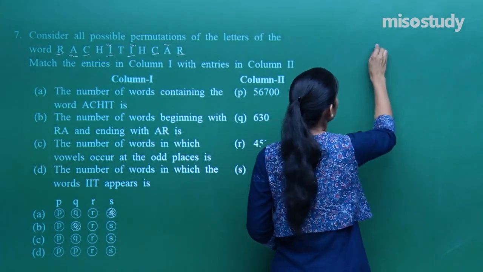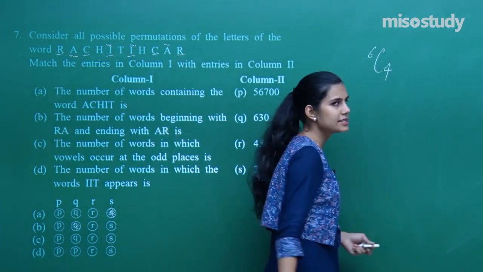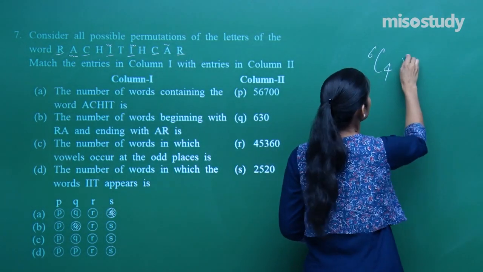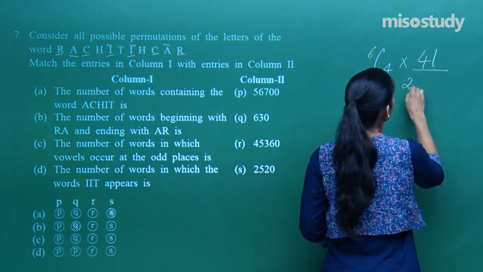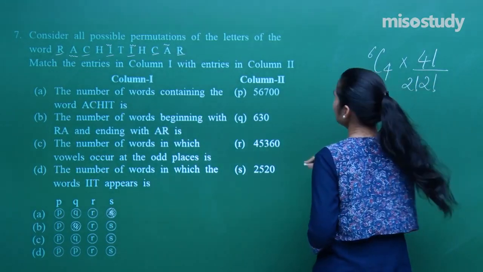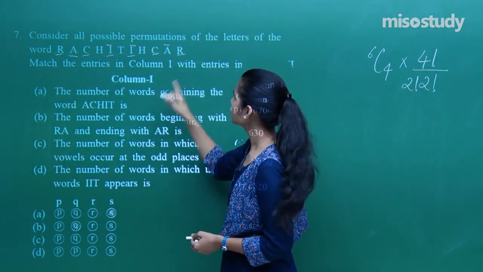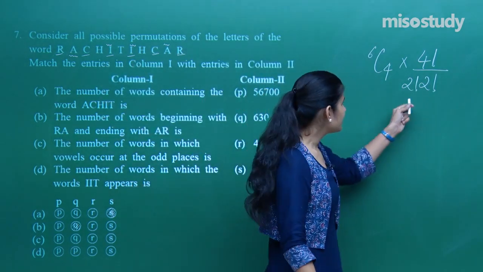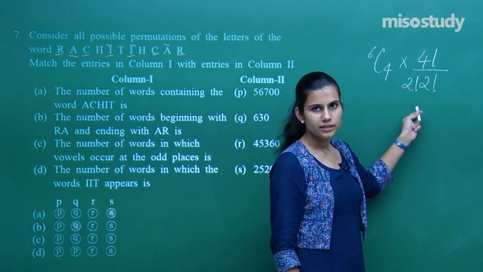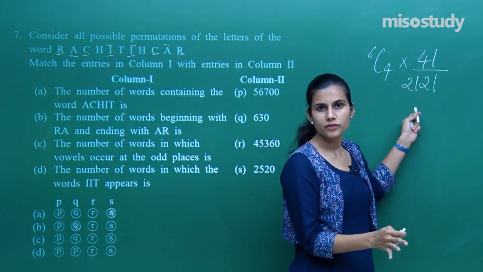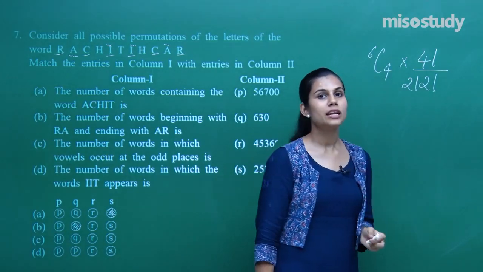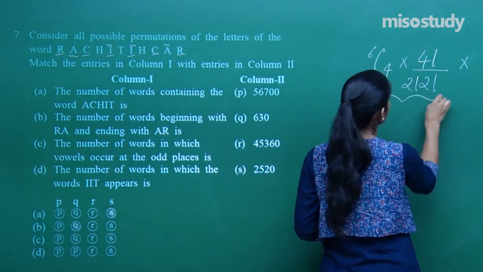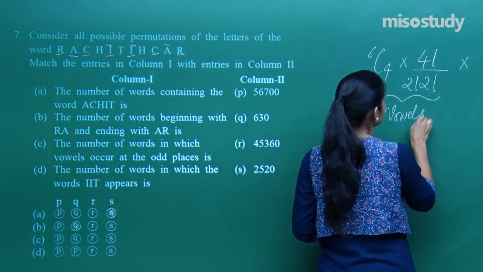First of all, 4 places out of 6 places can be selected in 6C4 ways. In those 4 selected places, 4 vowels can be arranged in 4 factorial upon 2 factorial into 2 factorial ways. Why? Because they are not 4 distinct vowels. It is actually A and I only. I is repeated twice, A is repeated twice. So this is the number of ways in which 4 vowels, that means 2 of the same kind and 2 of the other same kind, can be arranged in 4 available places out of 6 available places. But this is only the arrangement of vowels in odd places.